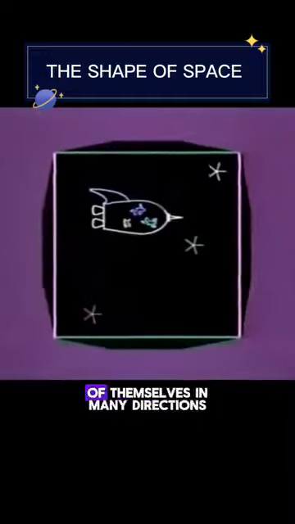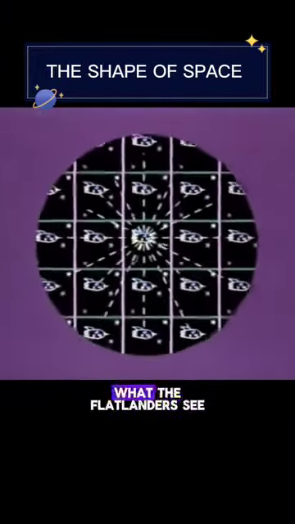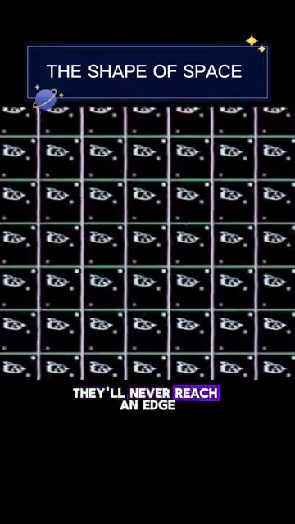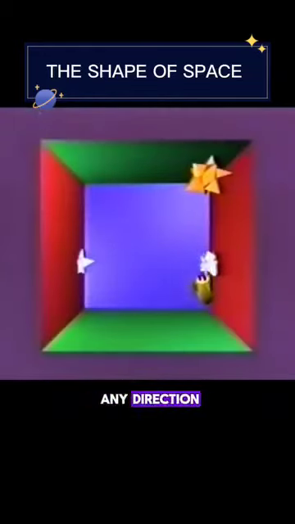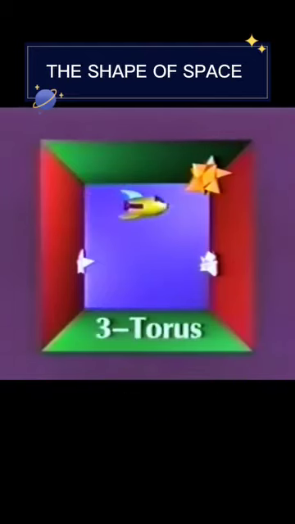Indeed, they see images of themselves in many directions. This tiled picture shows what the Flatlanders see, and that their universe is boundless. They'll never reach an edge. Now the space has no boundary, and the ship can travel in any direction. This space is called a 3 torus.